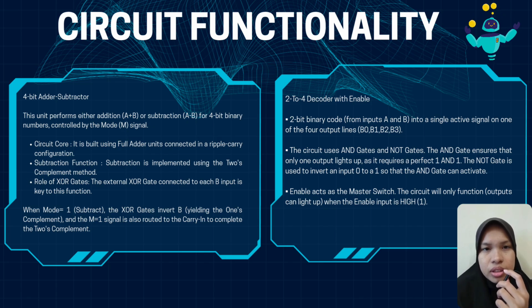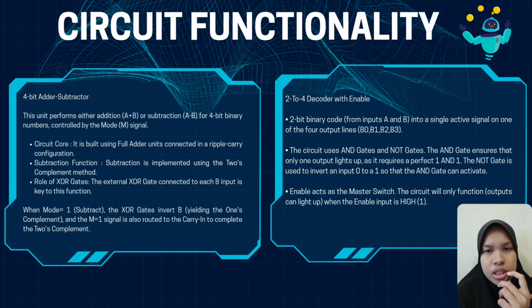The circuit function for the 4-bit adder-subtractor: this unit performs either addition, A plus B, or subtraction, A minus B, for 4-bit binary numbers, controlled by the mode M signal. The circuit core is built using full adder units connected in a ripple carry configuration.